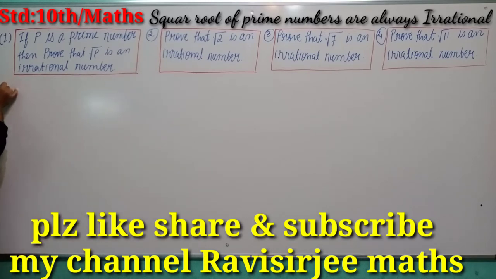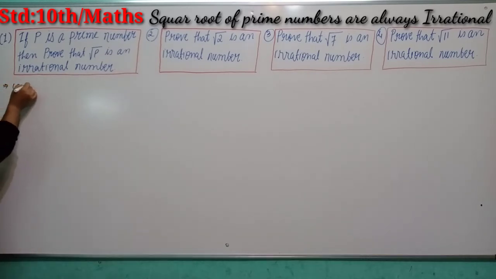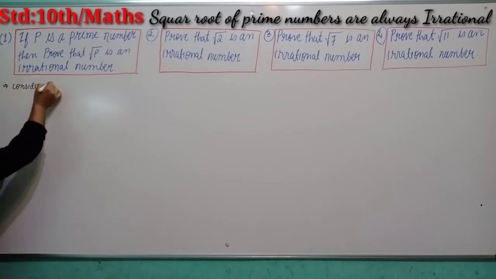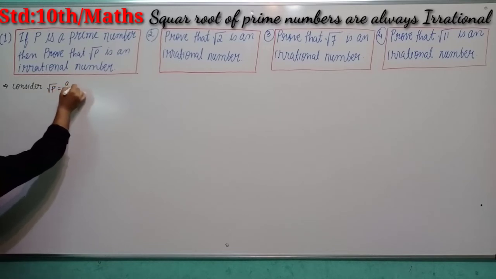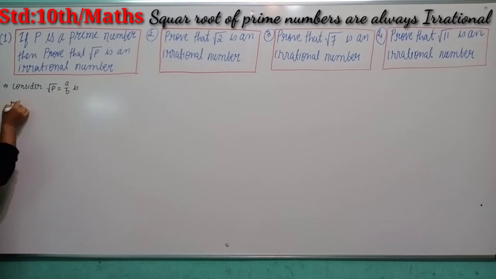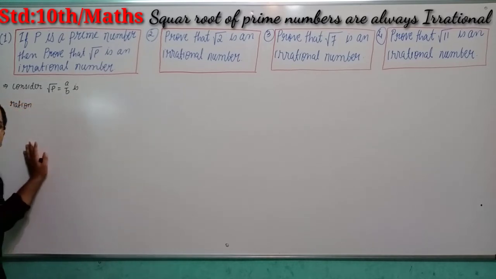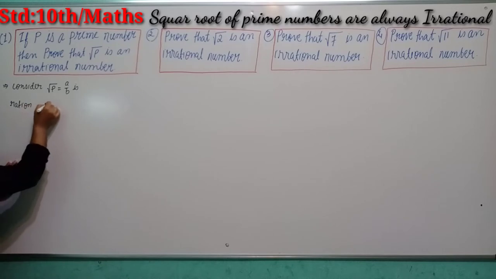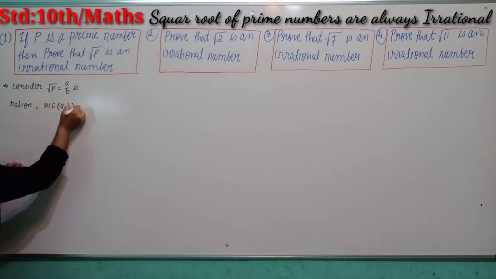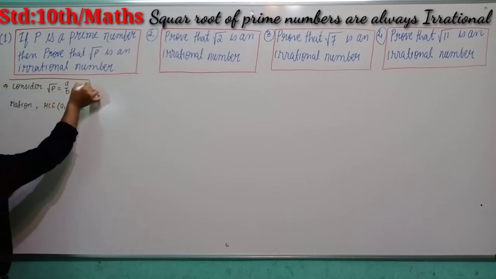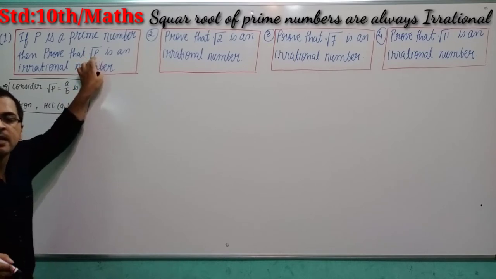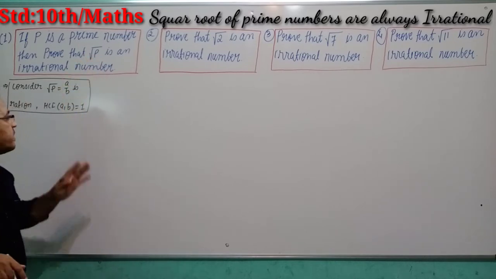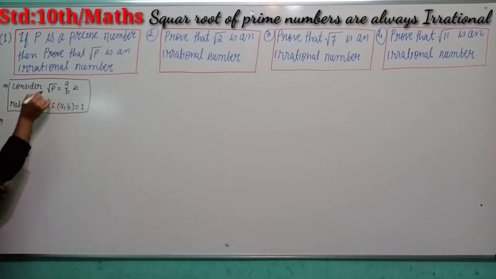First of all, consider root p is equal to a by b, is rational. So what is the condition of rational? HCF of a and b should be 1. If this is verified, then you can say that root p is rational, otherwise it will be irrational, right students? So here root p is equal to a by b.